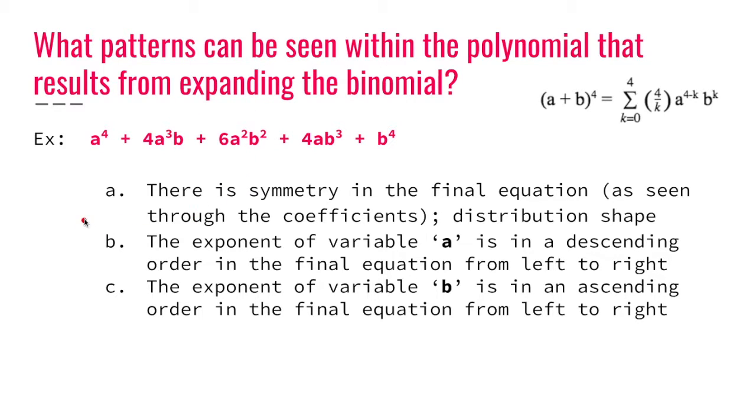Another pattern that you can see in the polynomial that results from expanding this binomial is that the exponent of variable a descends as you go from left to right. What I mean by this is that the exponent decreases by 1. So a to the power of 4 goes to a to the power of 3, to 2, to 1, to 0. And the same pattern is seen, but in the opposite direction with b. So instead of decreasing, it increases from left to right. So from 0, it goes to 1, to 2, to 3, to 4.